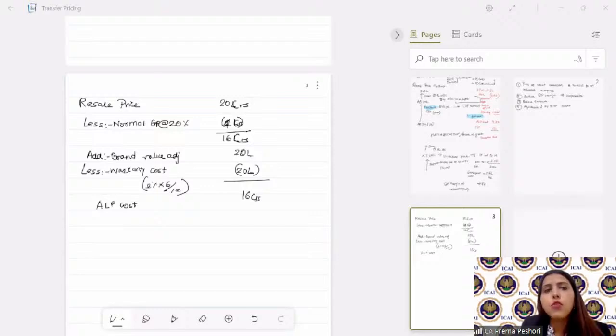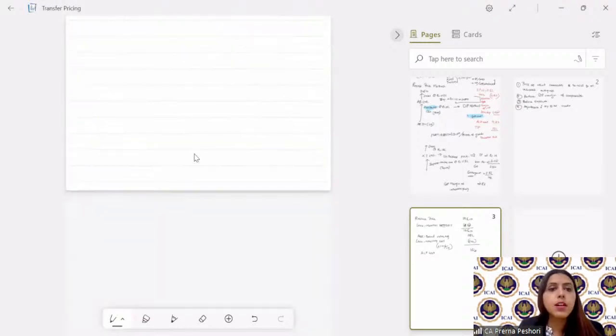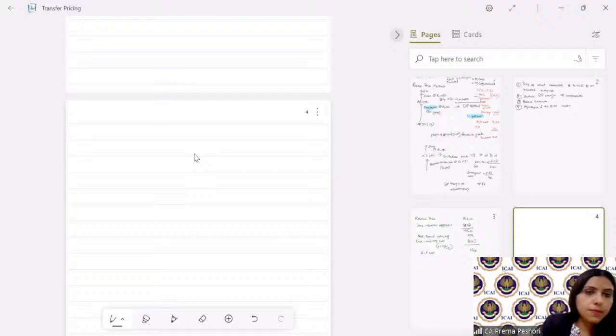Is that clear? They have not given at what price they had purchased, so we do not know about it. Clear? Any doubt? Shall we do one more question on the resale price method? Let's do one more question. Now this is a little bit different question, but it has been a part of your past exam question.